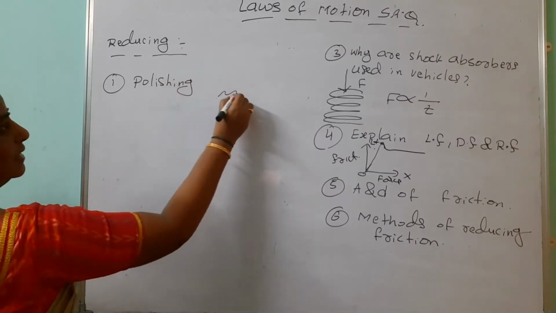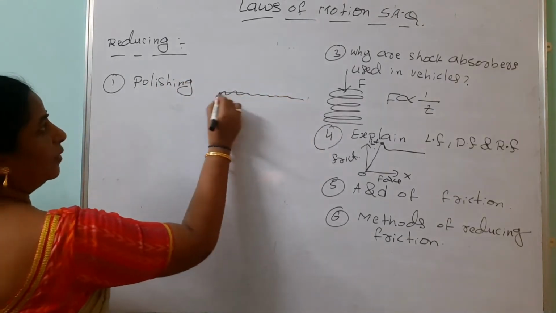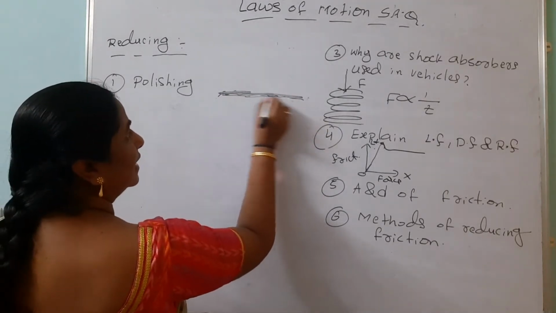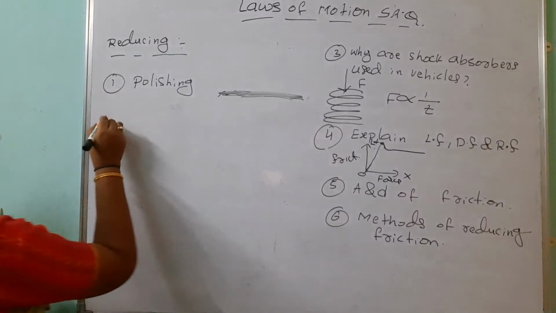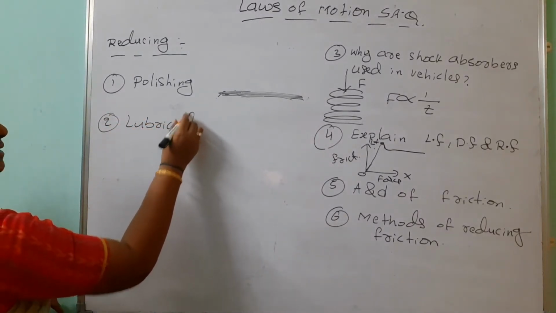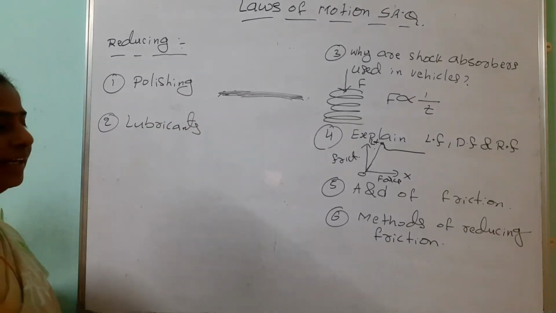Polishing the surface. See, this is one surface. When we are polishing, what happens? We can use it like this. Then what happens? We can reduce the friction. Then the second one is using lubricants. Lubricants means grease, oil, soap, water, and the like.